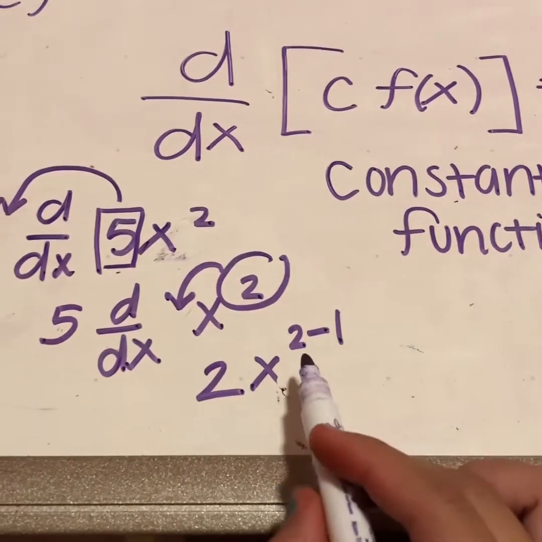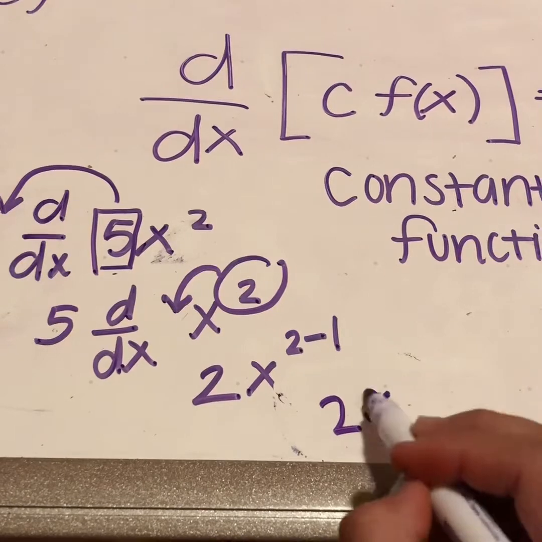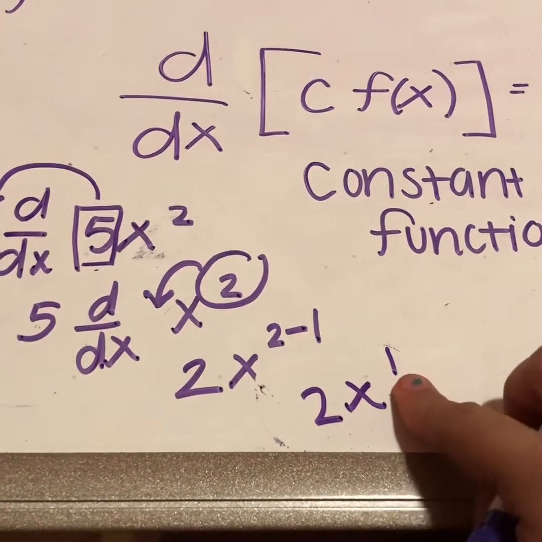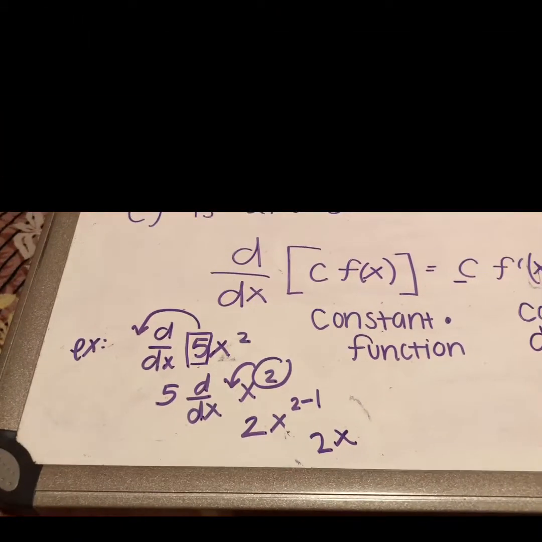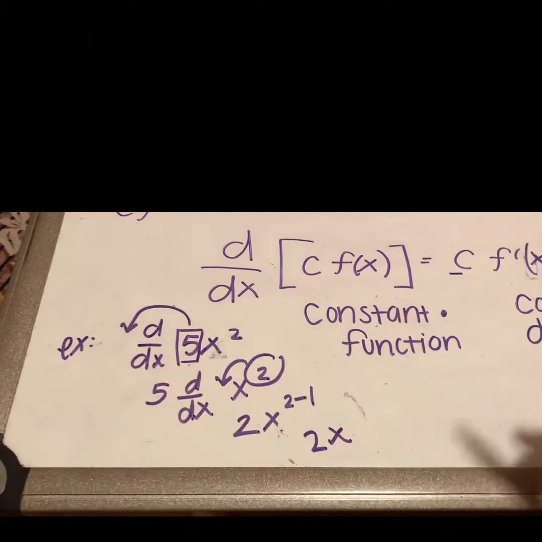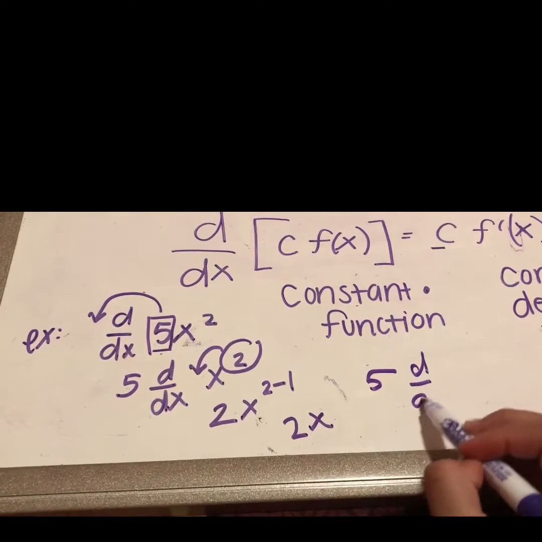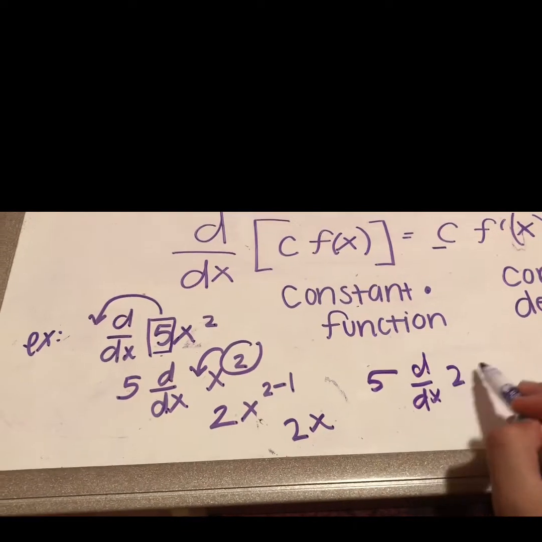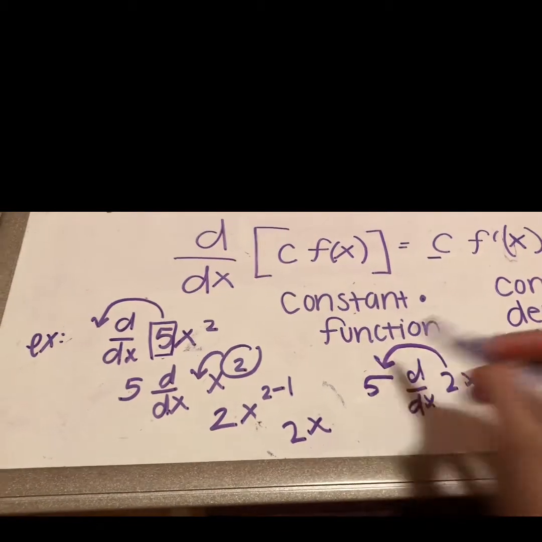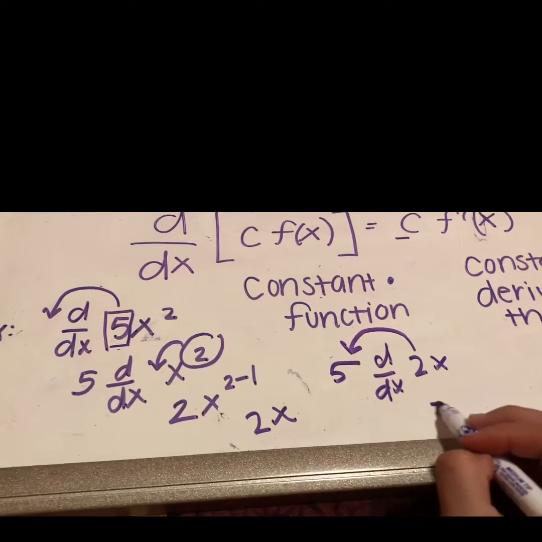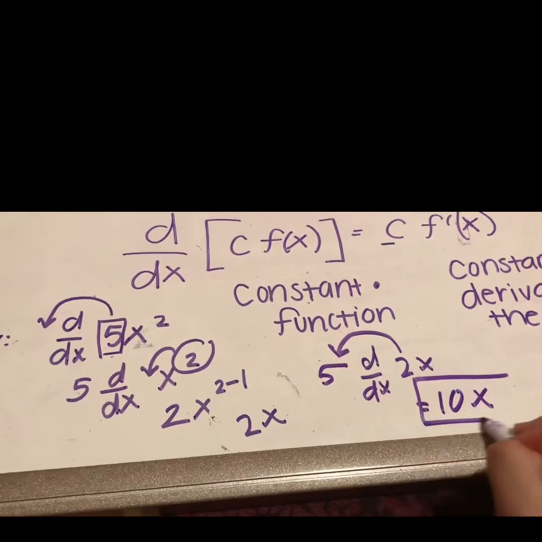So now that we subtracted the 1 from our exponent, we have 2x to the 1. So this doesn't really matter since it's a 1, so we can just take that off. But we can't forget about what we did over here. So we have to keep our 5 and then d over dx, and now we have our 2x. So what we do is that we can multiply this constant times the number that we moved to the front. So then our answer would end up being 10x, and that would be our derivative.